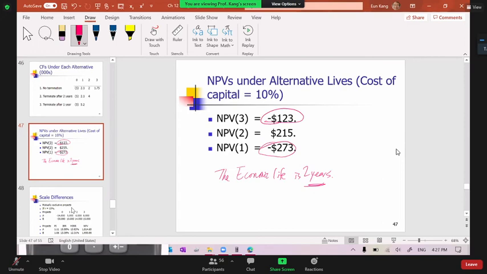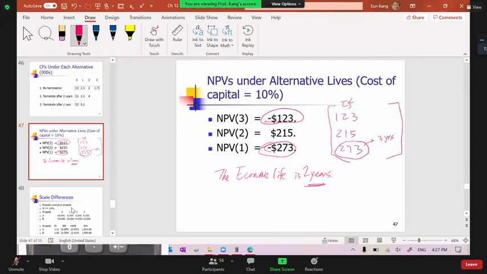And then what? If those are all positive, right? 3 year operation is like 123, let's say, and 215 and 273. Then which project would you, what is the optimal life, economic life? Three years. Yeah, 3 years. When those are all positive, then choose the highest one, right? So if this is the case, then what? 2 years.